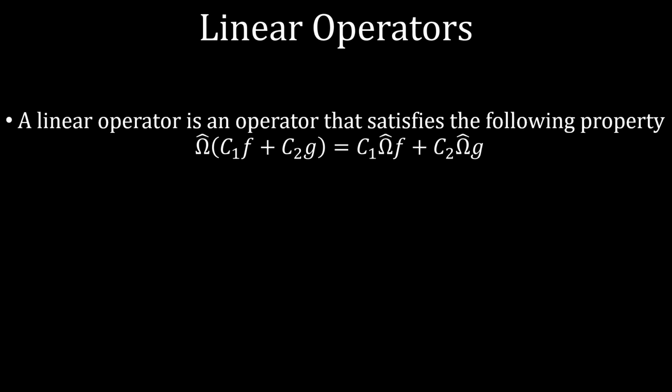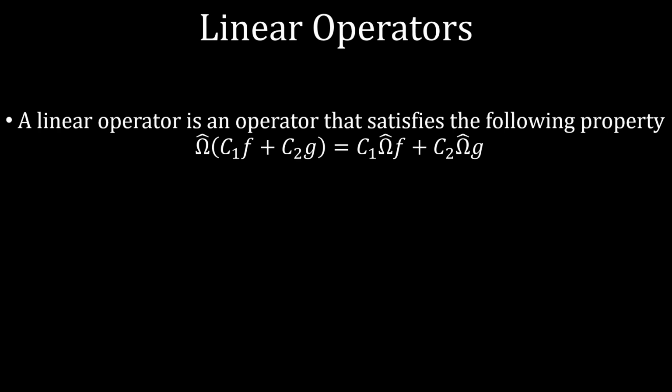Hi, it's Matt, and in this video we're going to talk about what linear operators are, and then we're going to work on proving if an operator is or isn't a linear operator. So first, let's talk about what a linear operator is. A linear operator will be an operator that satisfies the following property.